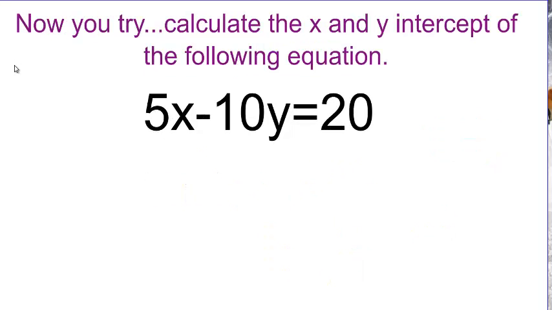Now you try. Calculate the x and y-intercept of the following equation. 5x minus 10y equals 20. Go ahead and pause the video, look back at your notes at the last example, and take a minute and try to do this same process but with this new equation. When you're ready to see the answer, go ahead and hit play.